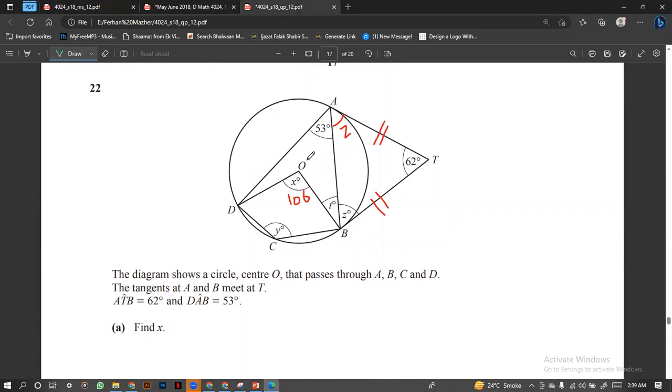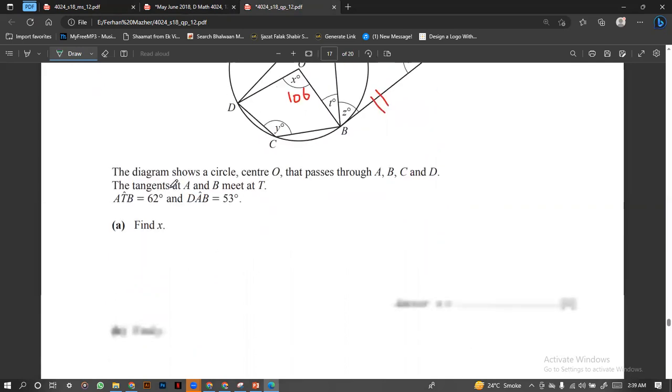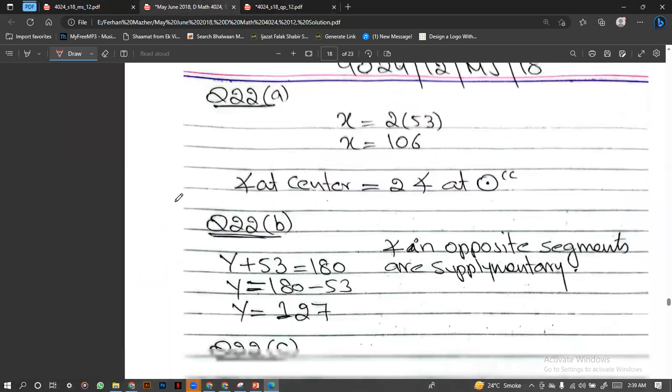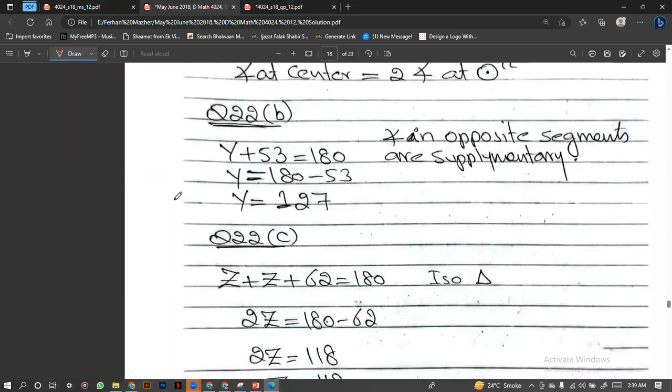Can you see A, B, C, D is a cyclic quadrilateral. And angle A, which is 53 degrees, and the y, they are the angles in the opposite segment. Their sum is 180. The angles in the opposite segments are supplementary. So y plus 53 will be equal to 180, and the reason is that the angles in the opposite segments are supplementary.